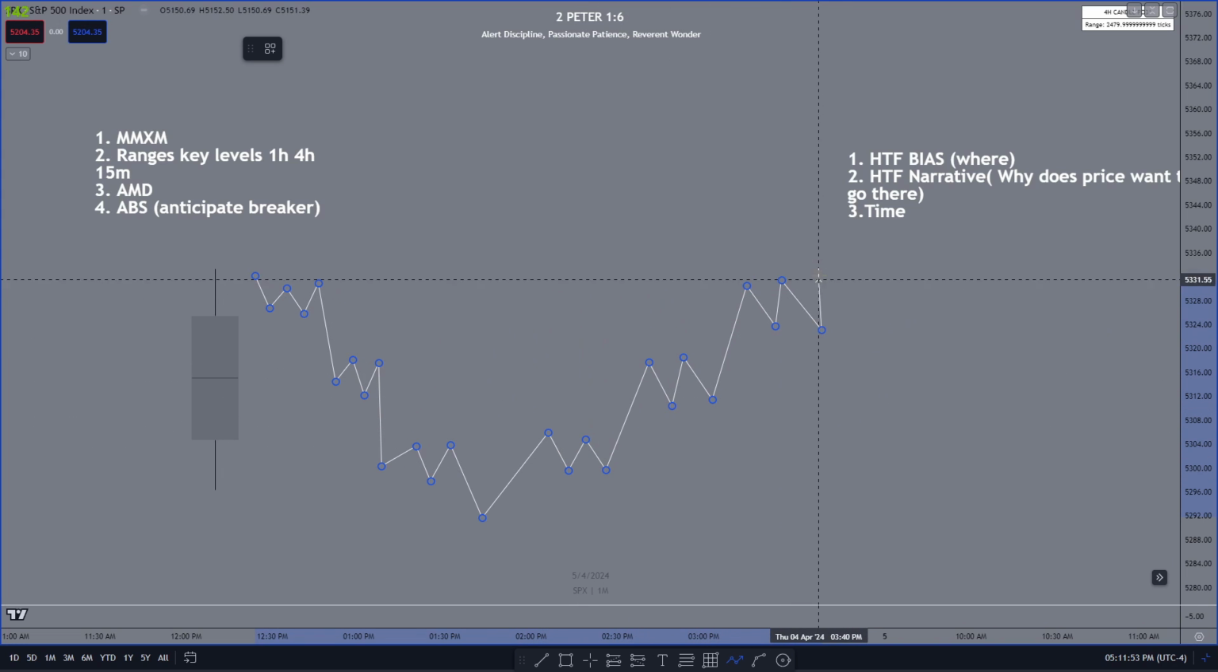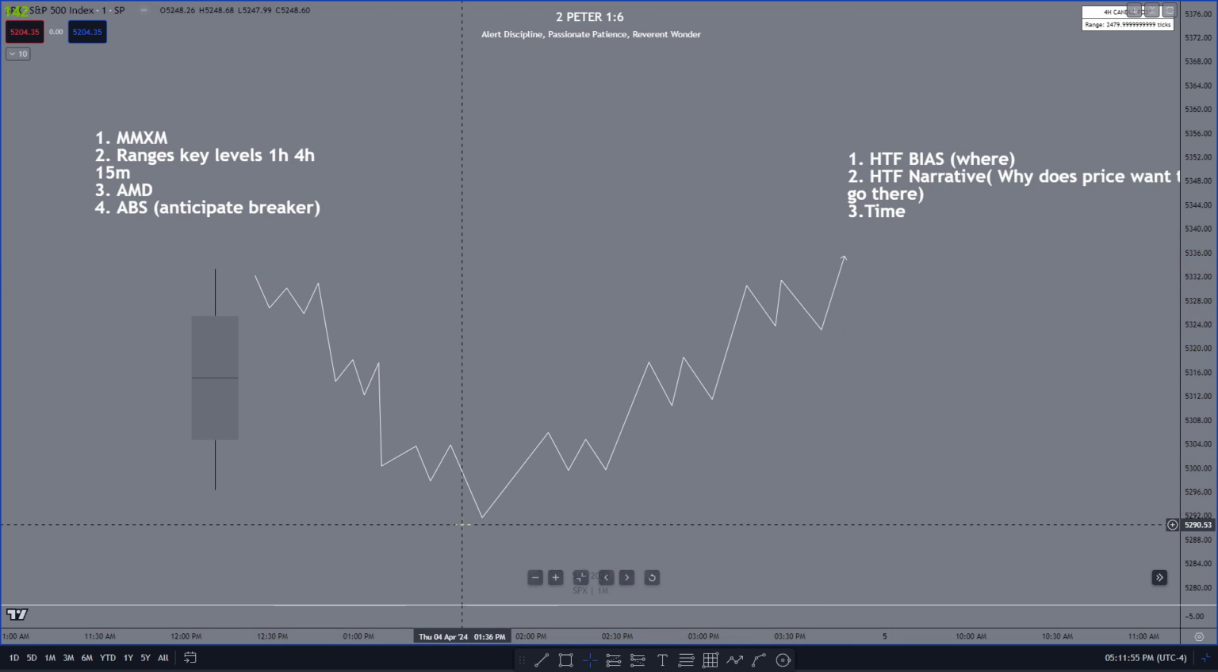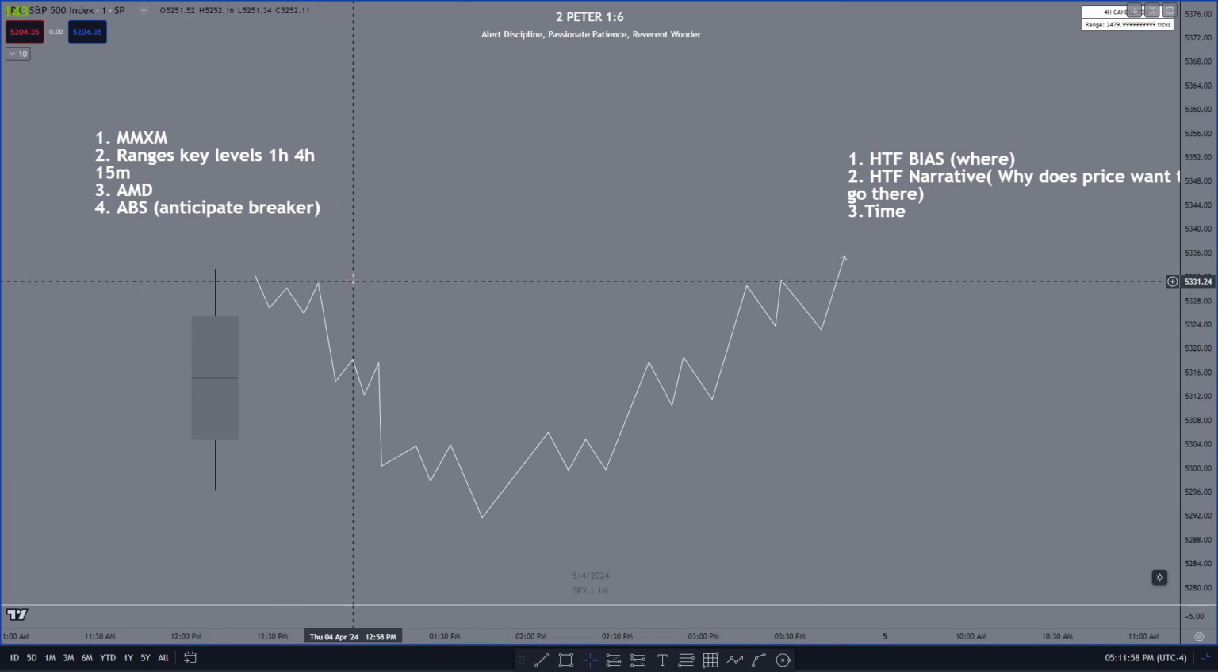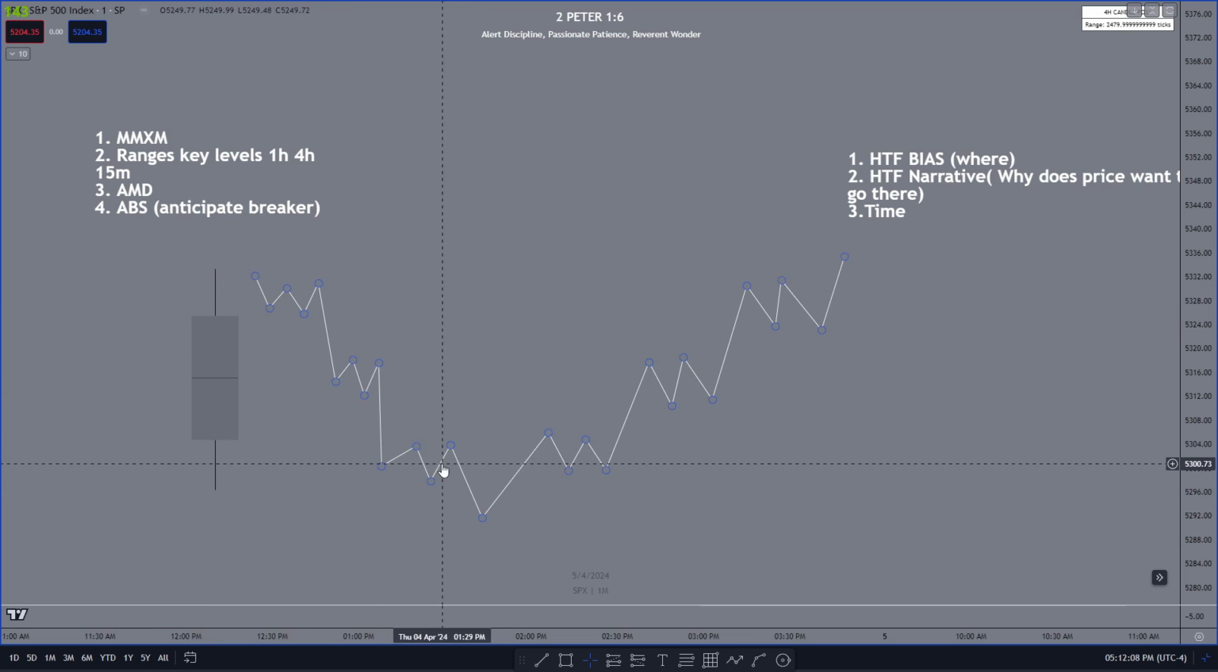Now, as you can see here, this is a market maker buy model, right? But not only is this a market maker buy model, it's within a range. So we range from here to here. We sweep the range low, right here, which is also anticipating the breaker to form, right?